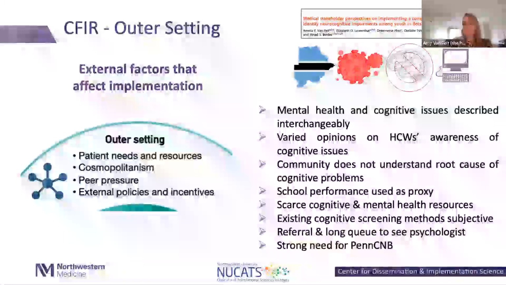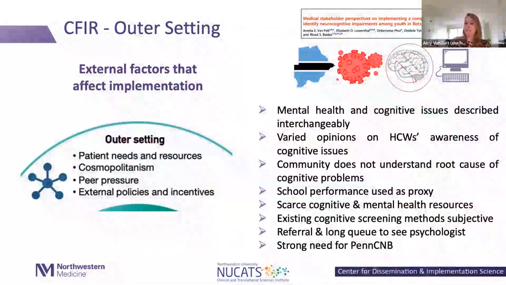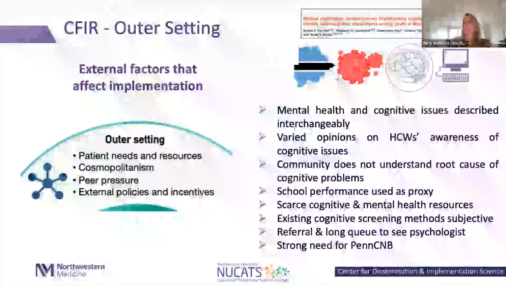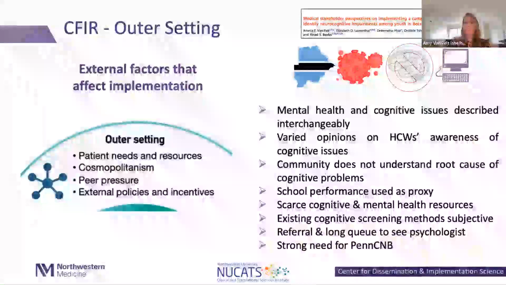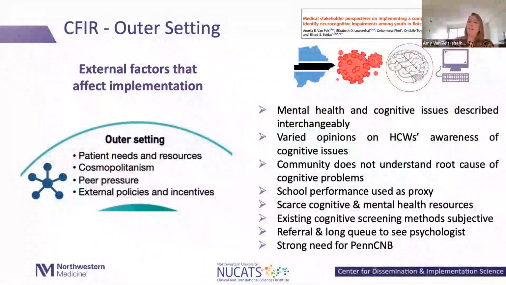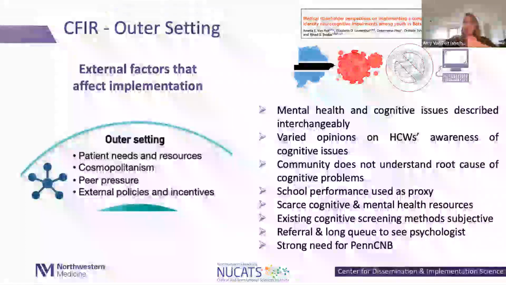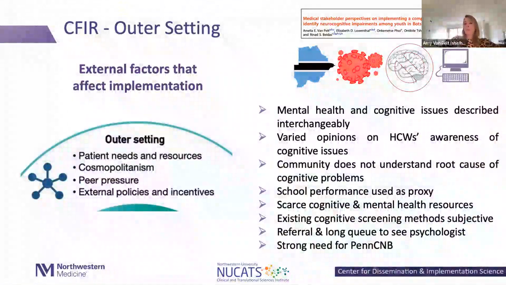There was an interesting discussion around academic performance as a proxy for cognitive function, where cognitive impairment is most commonly identified by poor school performance. Overwhelmingly, stakeholders noted that mental health resources are extremely limited in this setting, and existing screening methods rely on subjective evaluation. And as a result of all of that, children typically require a referral to receive psychological evaluation, but there's really limited capacity, which has resulted in long wait times to see a psychologist for evaluation. And really overall, there was a strong need for this screening tool.